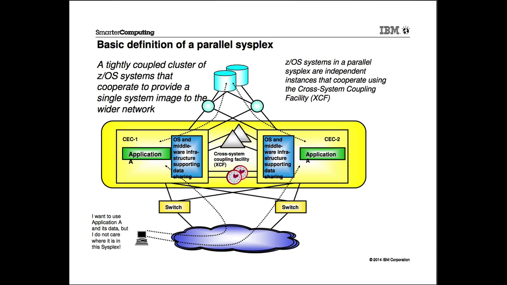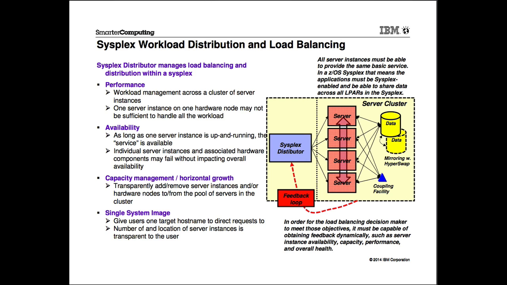A client down at the bottom wants to use application A, and application A is running in multiple places in the Sysplex. I don't care where it is, because to the client, the Sysplex looks like a single host, even though in between there's a lot of stuff going on. And that's our basic clustering technology. And Sysplex provides a lot of things, including workload distribution and load balancing.